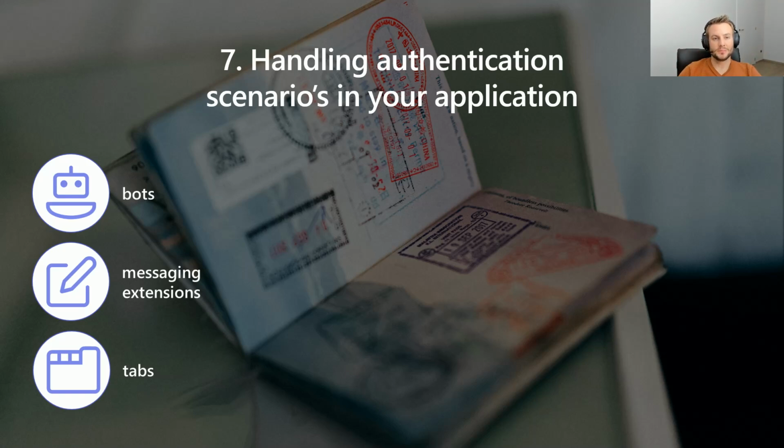The way you implement these authentication scenarios is different for each of these extensibility points. So this means that you have to figure out how authentication works for bots, for messaging extensions, and for tabs. For tabs, it's been made easy. You have 5 or 7 lines of code that are made available by the team, and you make some changes in your app manifest. For bots, it's a bit more complex, and the same goes for messaging extensions, because they're built on the bot framework.